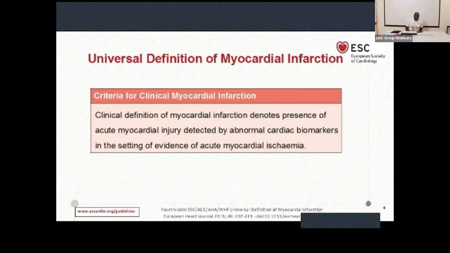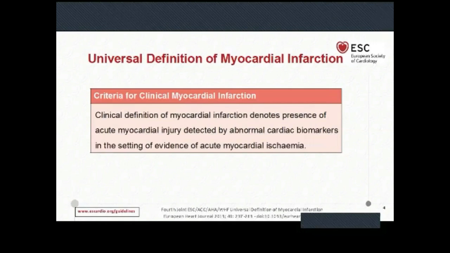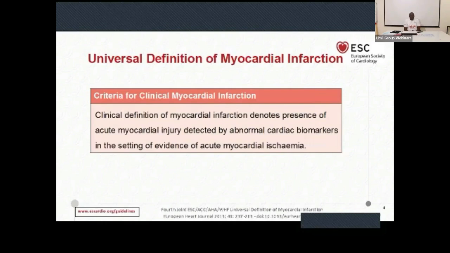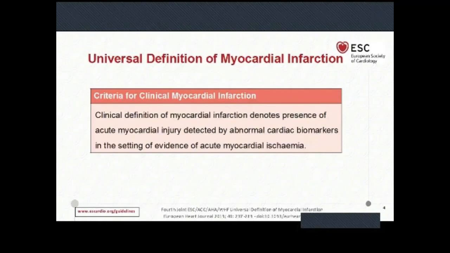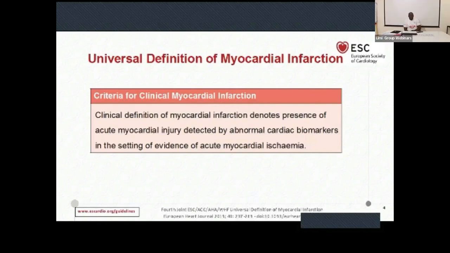Go ahead. Thank you very much, sir. So now going to the universal definition of myocardial infarction, before you can say someone has a myocardial infarction or heart attack, two important things must be present. The first is there must be evidence of myocardial injury. Then you must also have evidence of acute myocardial ischemia. To break this down, you must have evidence that there is injury to the myocardium due to disruption in the blood supply. The evidence for this is the presence of cardiac biomarkers, which we will show later in the presentation. Then this must be in the setting of ischemia of the myocardium.